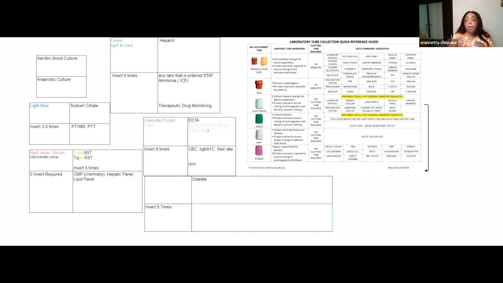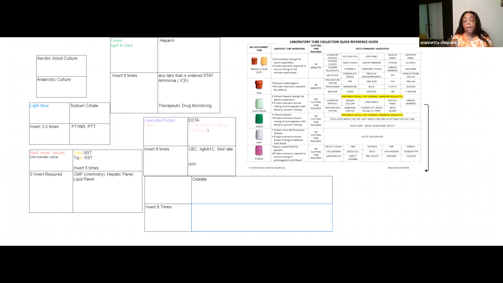Like I said, the order of draw is a big segment within phlebotomy. If you do start off by working in a blood bank or a plasma center, the order of draw is not your cup of tea because you're not a full lab. You are a blood donation center. So your tubes that you will see are purple and pink.